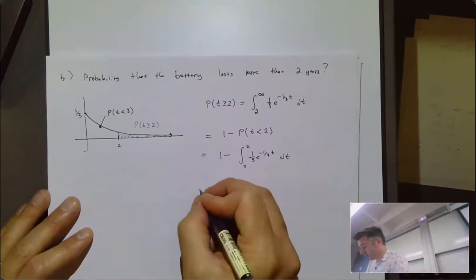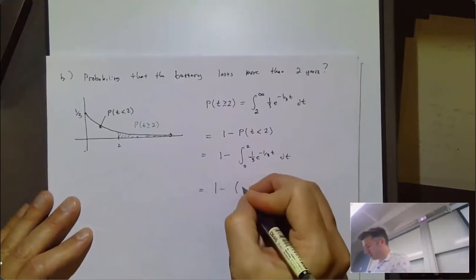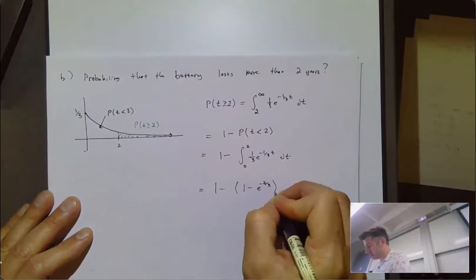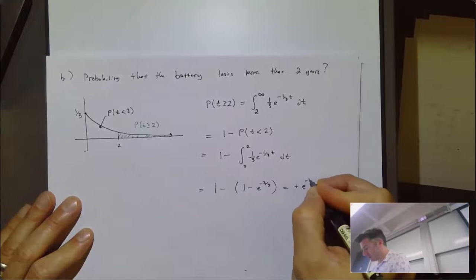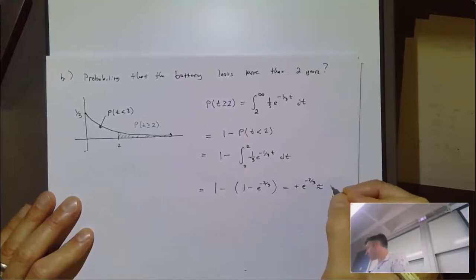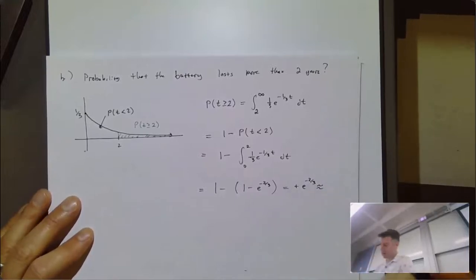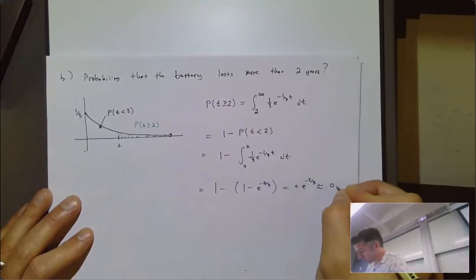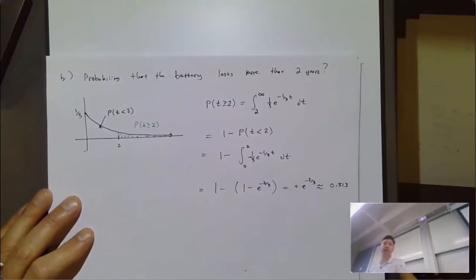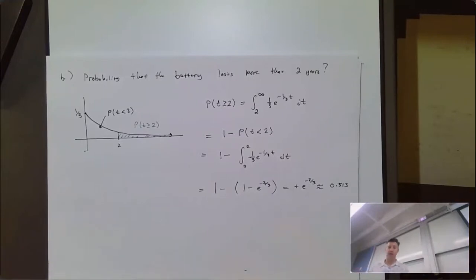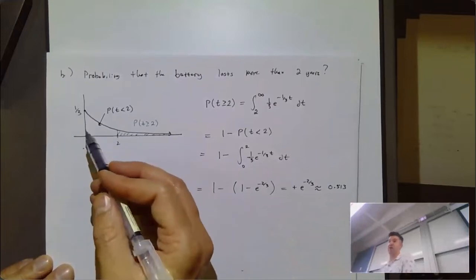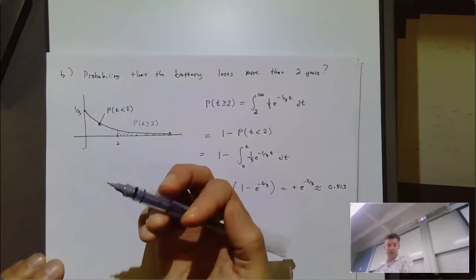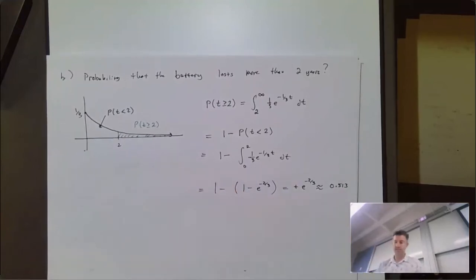And that previous one was 1 minus e to the negative 2/3. So 1 minus that is going to be positive e to the negative 2/3, which is approximately 0.513. So basically, we're using the fact that all the area under the curve has to add up to 1. If you're trying to find all the area to the right, it's usually easier to say, well, let's find the area to the left and then subtract it from 1. That's usually the way I would do that.